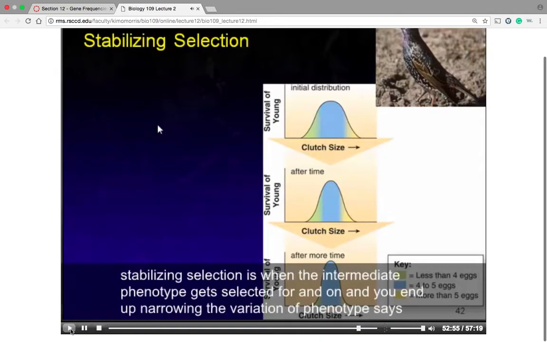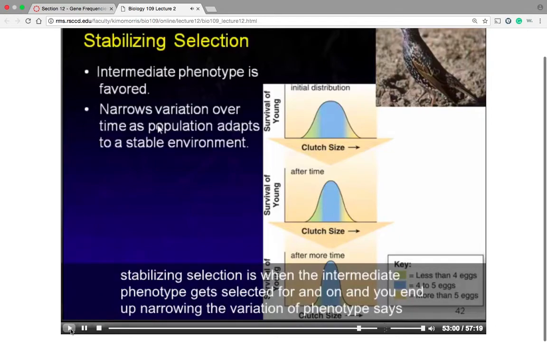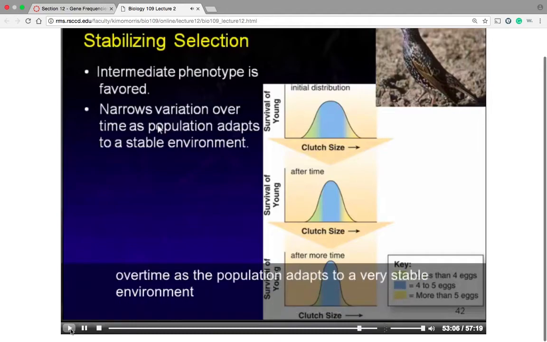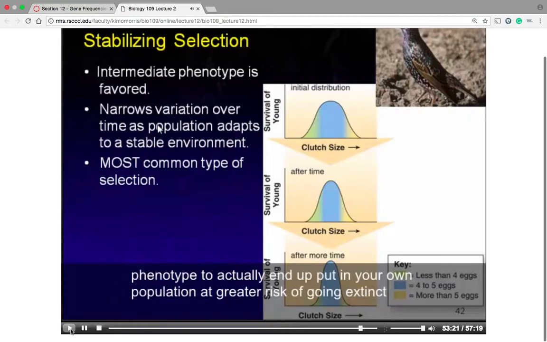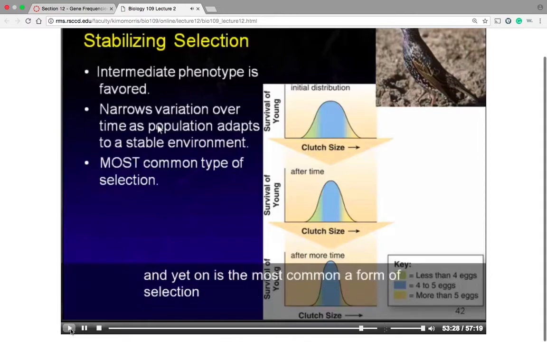Stabilizing selection is when the intermediate phenotype gets selected for, and then you end up narrowing the variation of phenotypes over time as the population adapts to a very stable environment. This is actually the most common type of selection, and the odd thing is that over time, as you reduce the variation of phenotypes, you actually end up putting your own population at greater risk of going extinct. And yet, it is the most common form of selection.